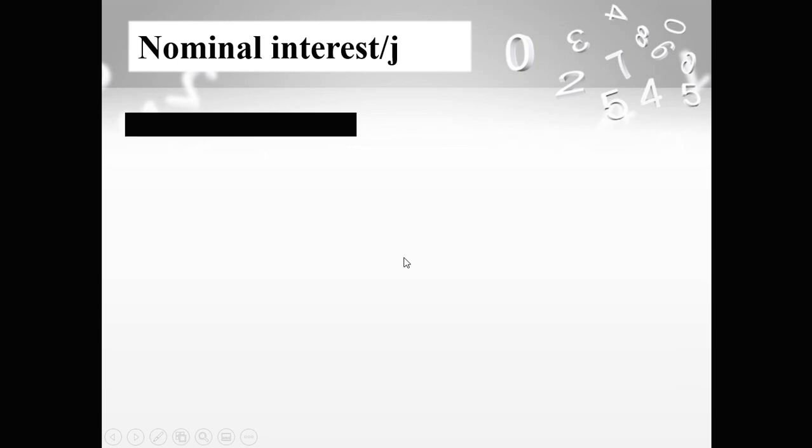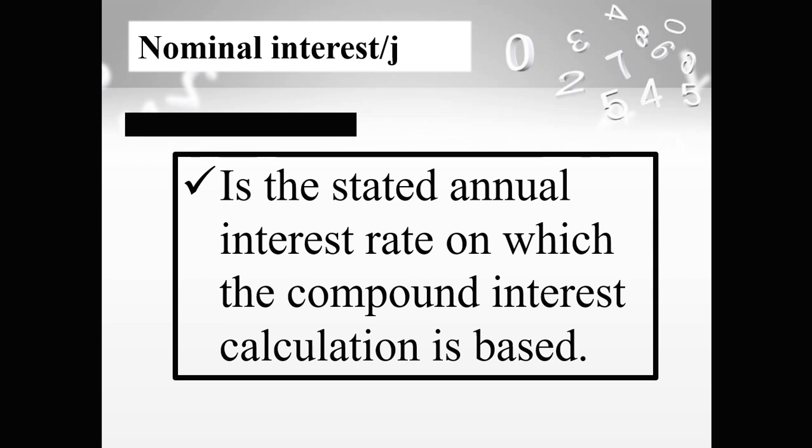The next term is the nominal interest, and it is represented by a small letter j. It is the stated annual interest rate on which the compound interest calculation is based. In simple interest, the given interest rate is represented by small letter r. In compound interest, we represent the interest rate as small letter j. So anything with a percent sign in compound interest is the nominal interest, or the small letter j.